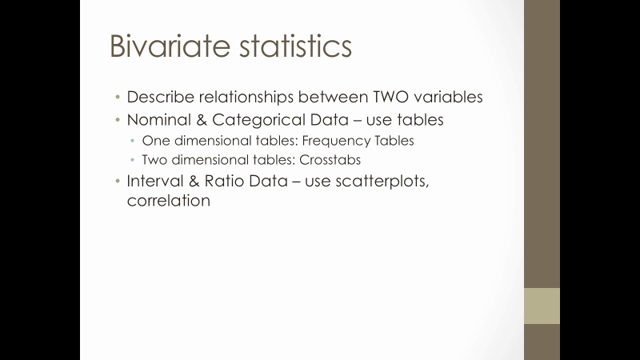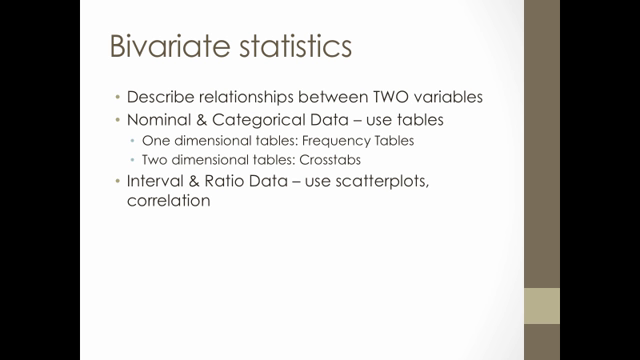So moving on to bivariate statistics. These statistics describe relationships between two variables, right? Either comparing or looking at the relationships. Measures of association is how Jones and Kotler referred to bivariate distributions and bivariate statistics. There are two major ways that you analyze bivariate relationships. If you're using nominal and categorical data, you use tables. The two-dimensional tables looking at two variables together are also called crosstabs or cross-tabulations.